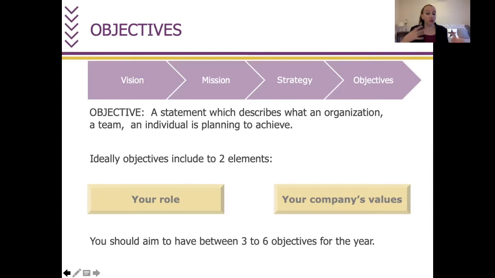In an ideal world, you should aim for between 3 to 6 objectives. That's a good average to have for a whole year.